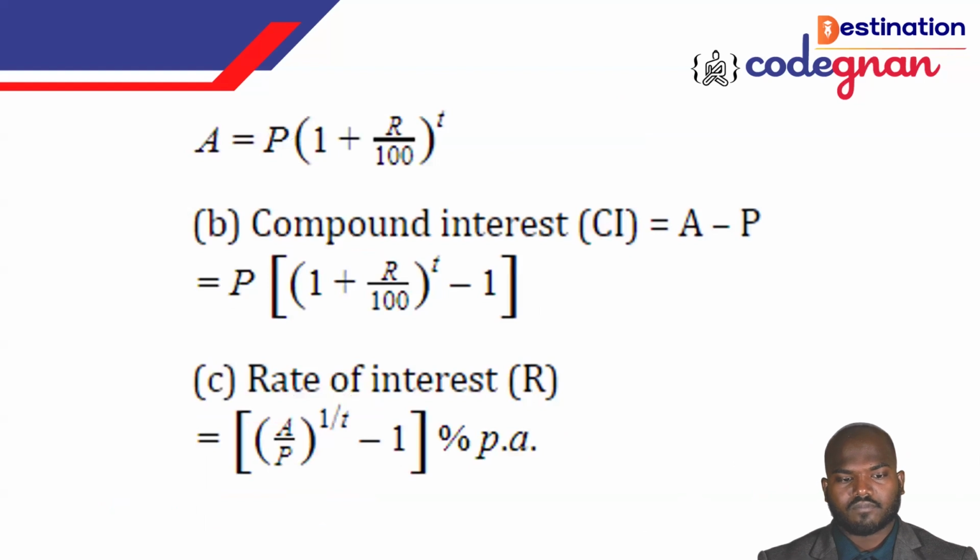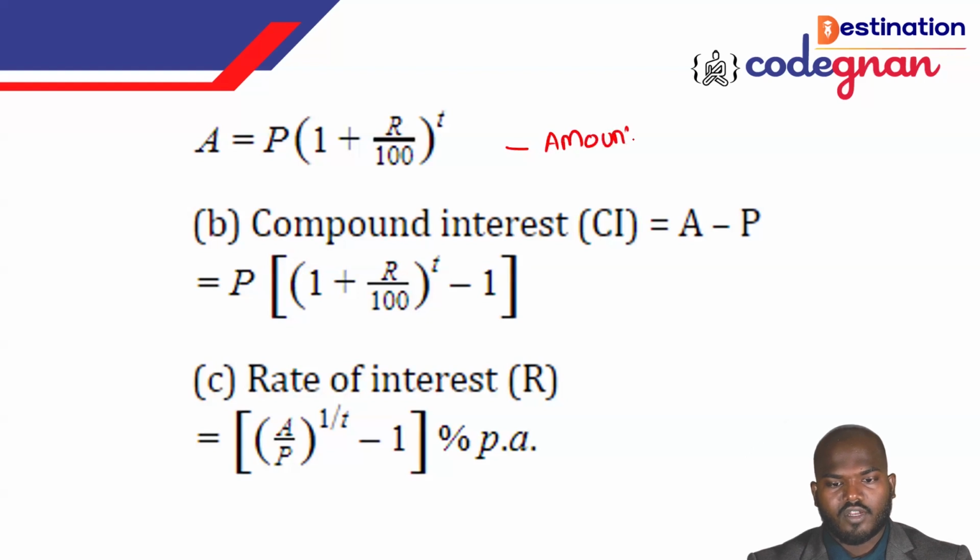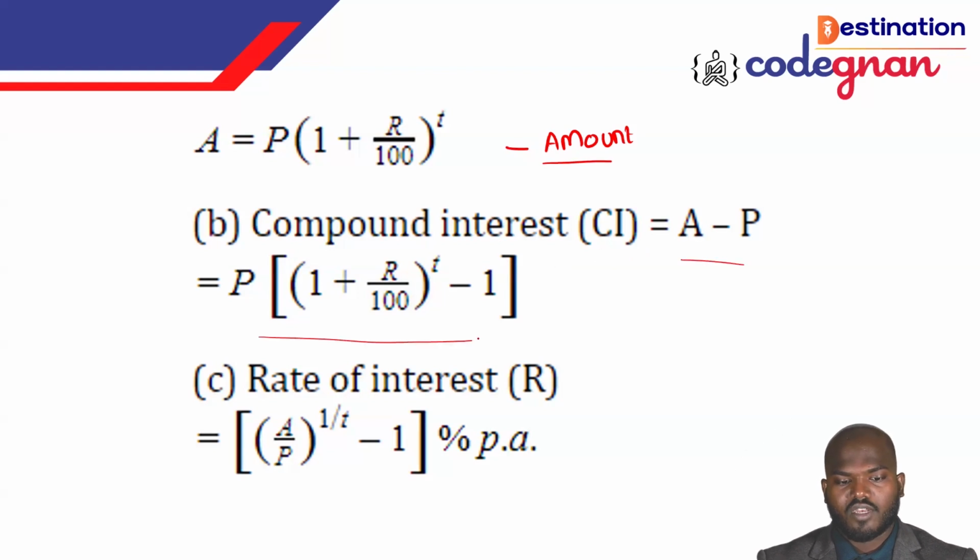Moreover, the formula I'm writing here is called the formula for amount. So with respect to the amount, you can derive this one. The compound interest is equal to amount minus principal. When you take compound interest, you can derive the formula like this. But coming to the rate of interest with respect to compound interest, a few questions will be asked with respect to the rate of interest. In those moments, you are supposed to convert into the rate of interest with respect to the formula from this one.